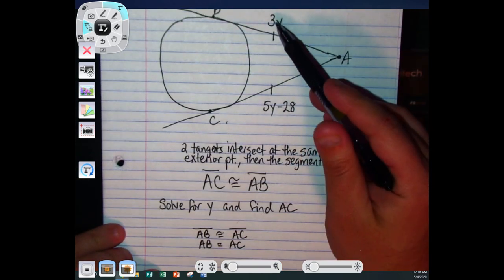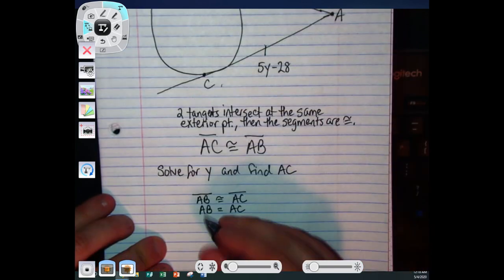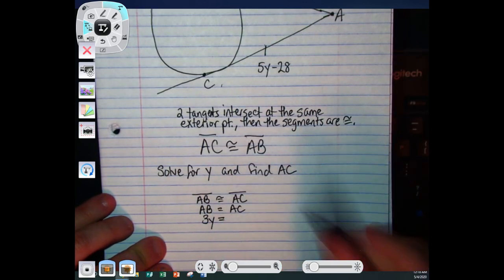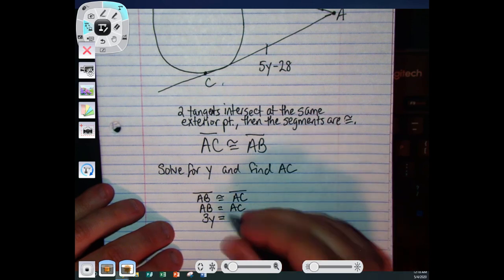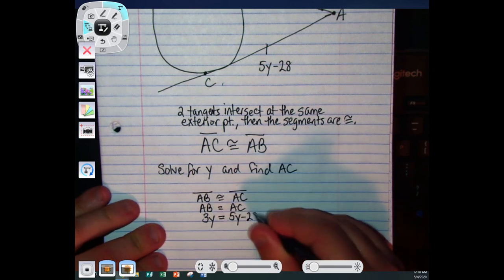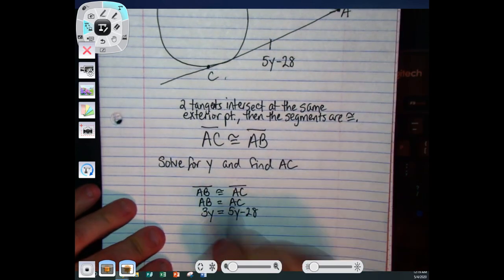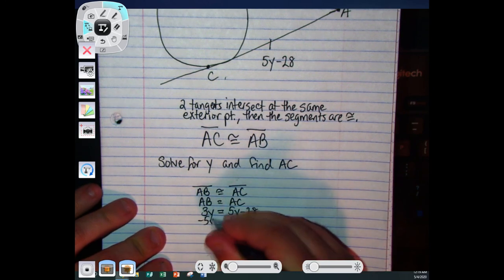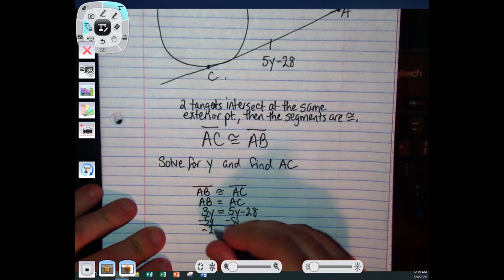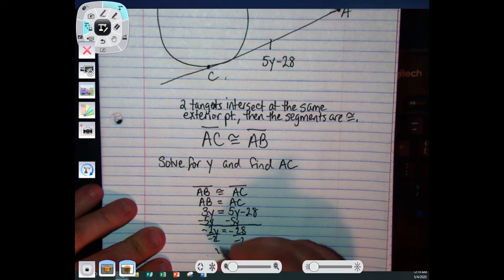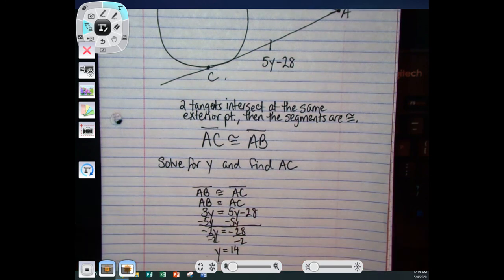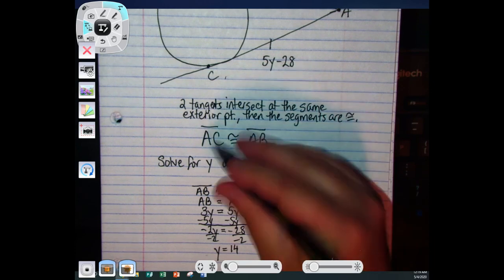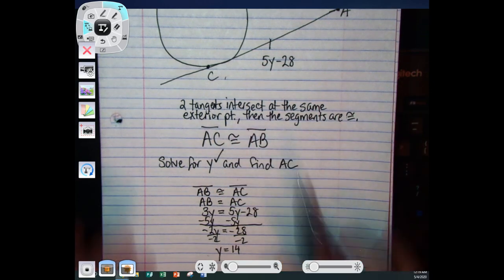Okay. So we know that AB is equal to 3y. We get that from the picture. We know that AC is 5y minus 28. We get that from the picture. And we solve for y. So we solve this equation. I'm going to subtract 5y from both sides. We get negative 2y is equal to negative 28. Divide both sides by negative 2. And we get y is equal to 14. Wonderful. So we've done the first part. Check.